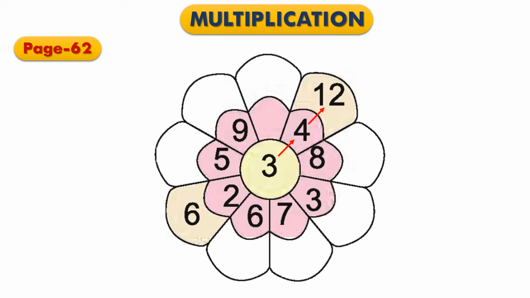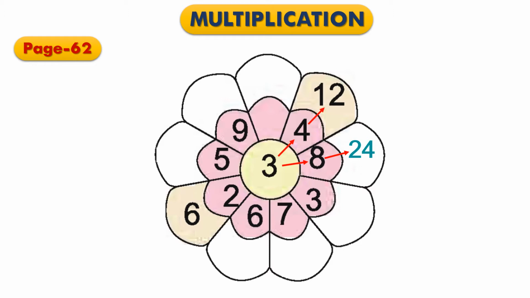If I show you how to fill the other blank spaces, you will understand better. Next, on the right, in the middle we have 3, then we have 8. That means we multiply 3 and 8. We know the multiplication table of 3: 3 times 8 is 24. So we will write 24 in the blank space. Once again, 3 multiplied by 8 is equal to 24.